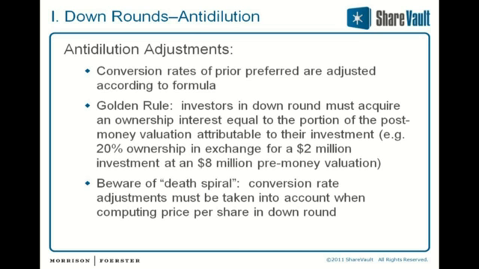That's true in an up round, a flat round, or a down round. You don't ever want to be on that side of a transaction where you pay for 20% of a company's post-money valuation but walk away with 19% of the company's equity. We're going to see an example of that on the next slide. You need to be aware of a phenomenon that I call the death spiral, which is what happens when the conversion rate adjustments of the prior series of preferred stock need to be taken into account when figuring out the price per share of the securities to be issued in the down round.